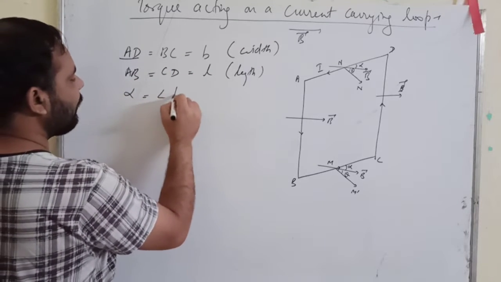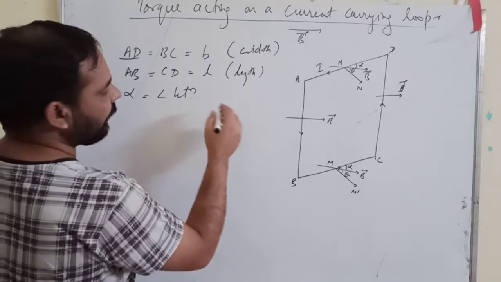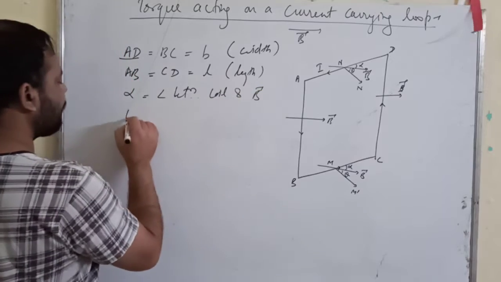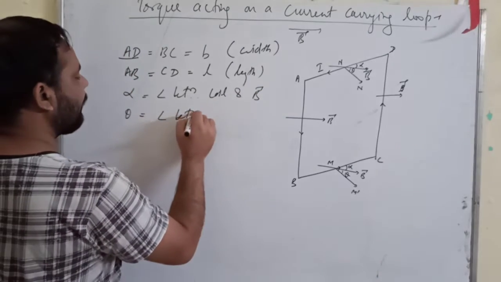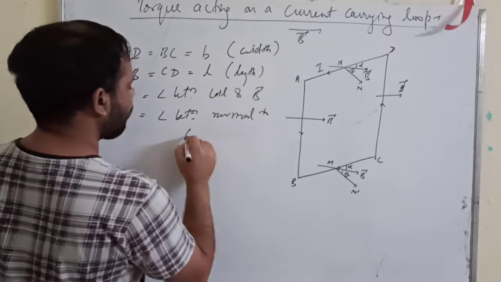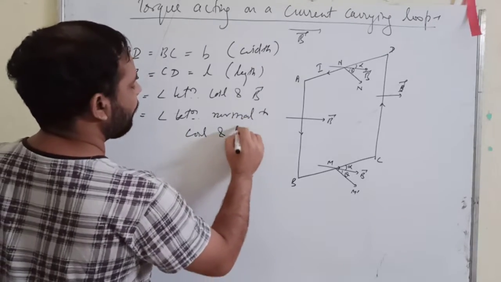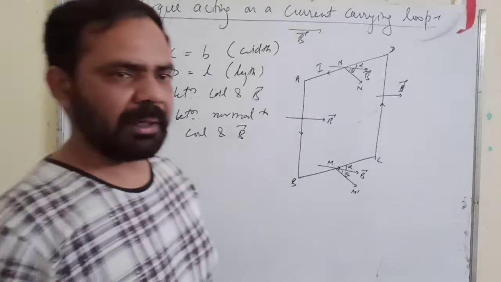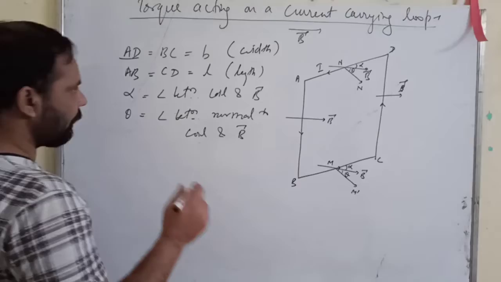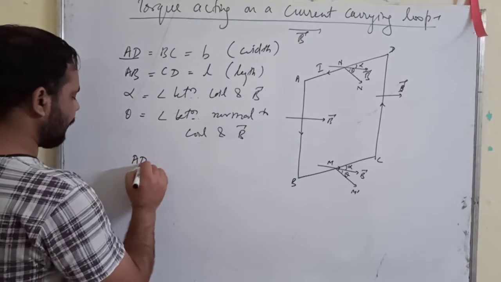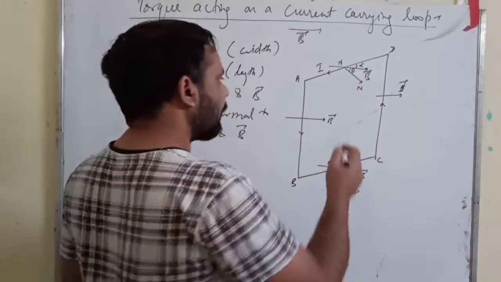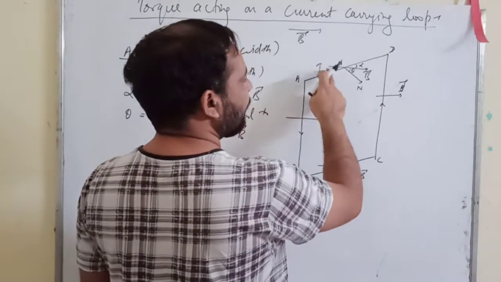Alpha is angle between coil and B vector. Theta equals to angle between normal to coil and B vector. We have few things we have supposed here. And the current I is flowing through the coil. Okay. Now AD. First of all, look at this AD branch. The current is passing through AD and there is a magnetic field.